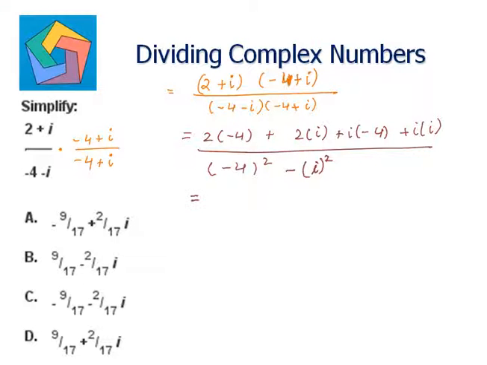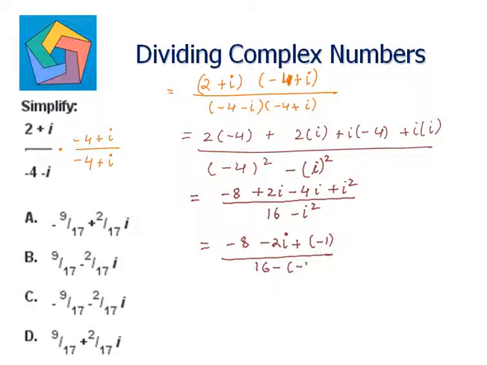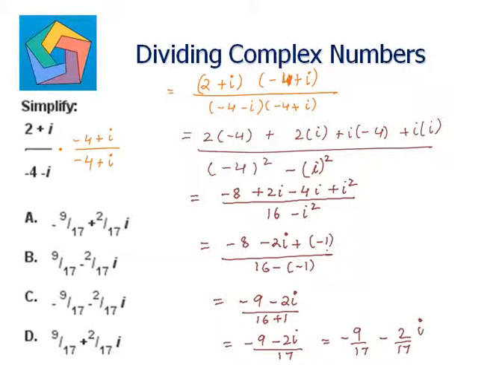This is equal to -8 + 2i - 4i + i squared over (-4) squared, 16, minus i squared. Combining, -8 + 2i - 4i, that is -2i, plus i squared, which is -1, over 16 minus i squared, which is minus -1. So -8 - 1 is -9, minus 2i, over 16 + 1, which is -9 - 2i over 17. That is -9/17 - (2/17)i, which is the answer in the C part.